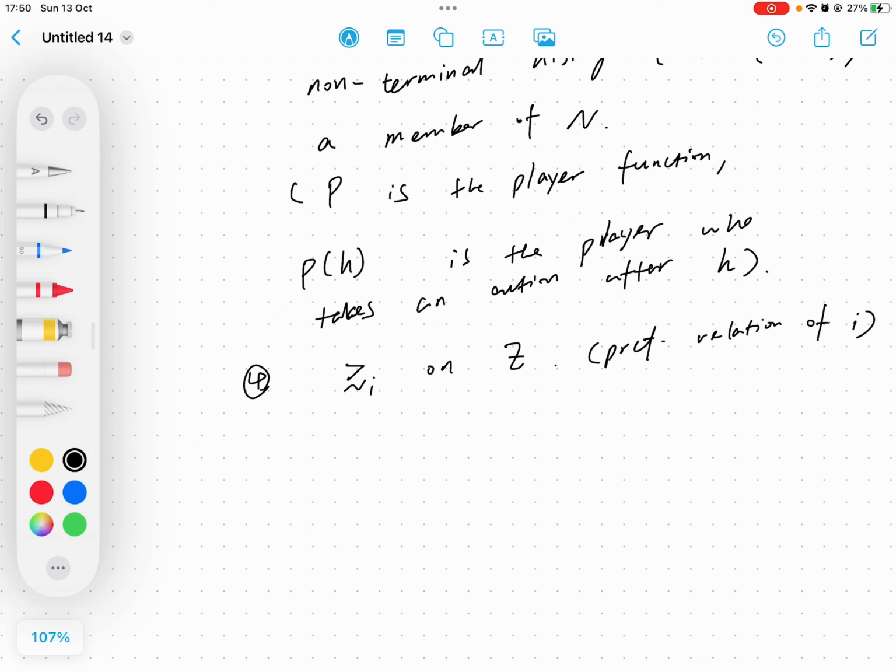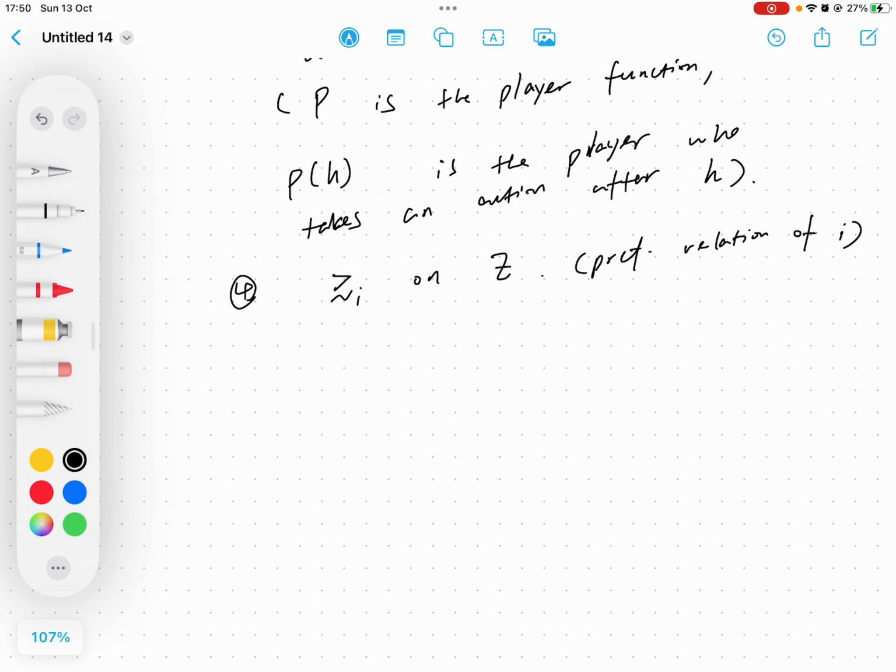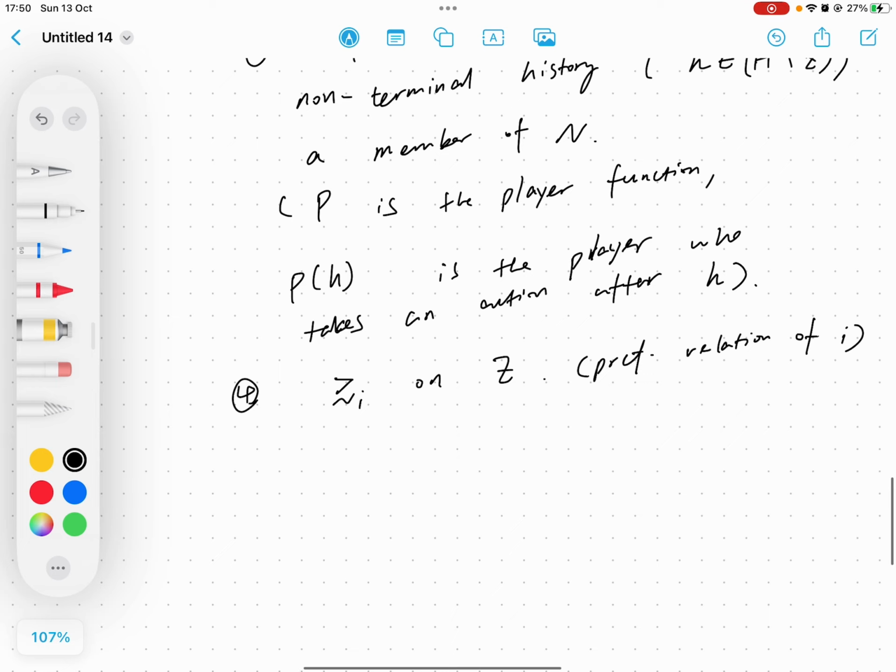And sometimes it's also convenient to specify the structure of an extensive game without specifying players' preferences. So then we could refer to it as a tuple of N, H, and P without the preference, right? But for the full notation, we could always include that, right?